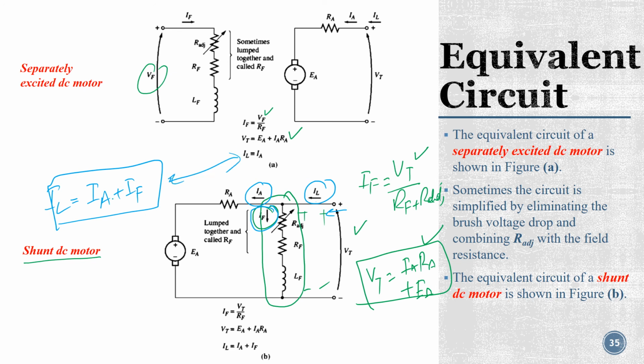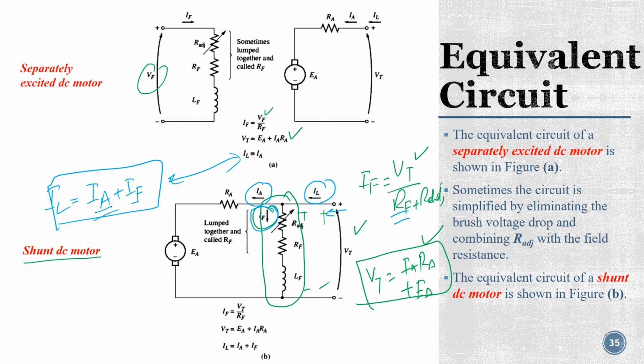In the shunt DC motor, your load current is dividing into two because you are making the parallel case. The field current If will be Vt over the field resistance. So these are just the general equivalent circuit models for the two different kinds of DC motors.